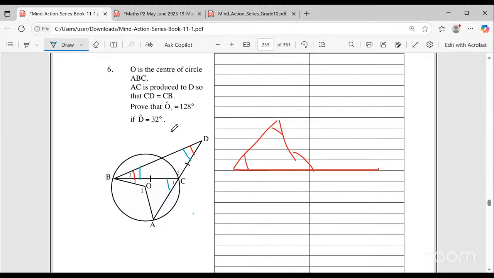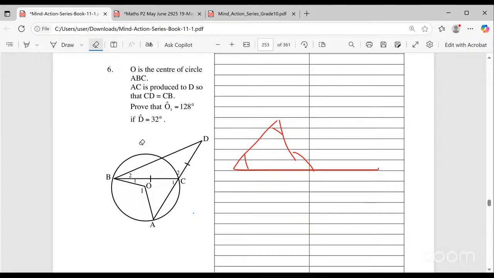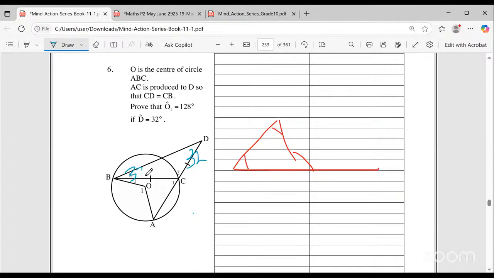Prove that O1 is 128 degrees if D is 32 degrees. This question is nice. I think this question is not bad. So if this angle here is 32, that angle as well will be 32 because of that equality of the lines. Do you guys agree to this? Yes, sir. Okay, thank you.